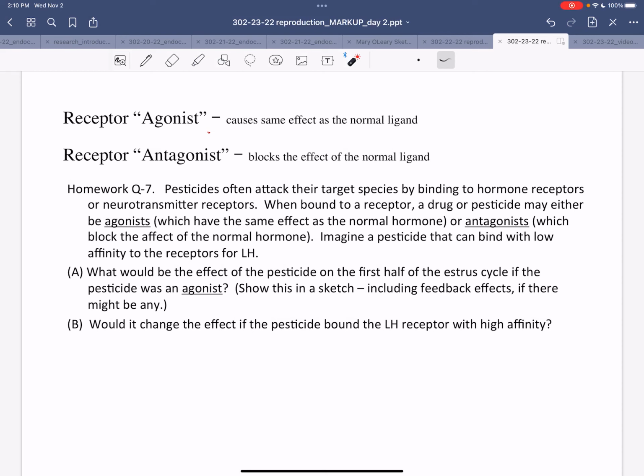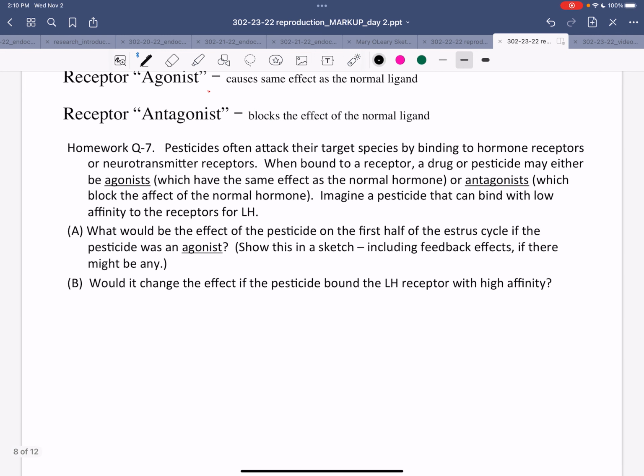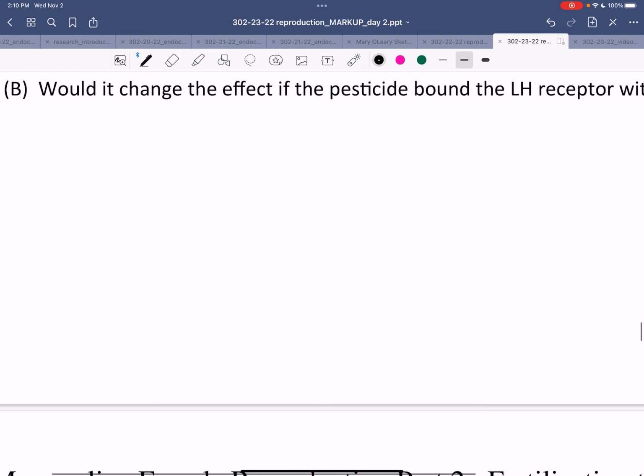What's the difference between a receptor agonist versus a receptor antagonist? A receptor agonist causes the same effect as the normal ligand, the normal molecule that binds to it, or the normal events, and a receptor antagonist blocks. This was from one of the homework questions, and what I wanted to do is give you a sense of what that looks like.